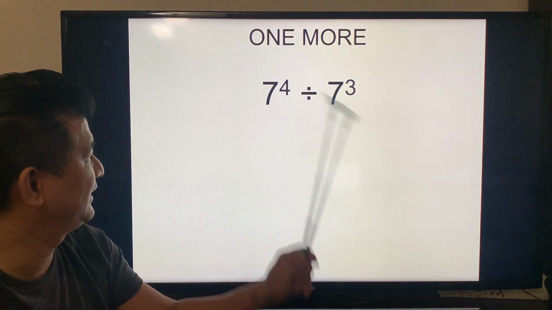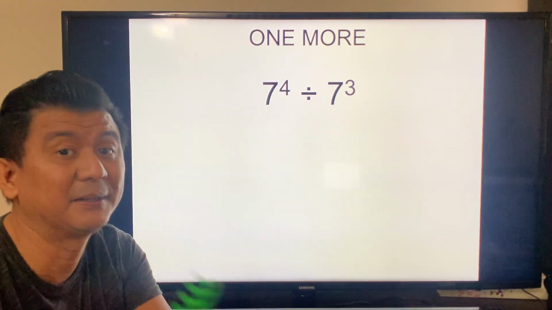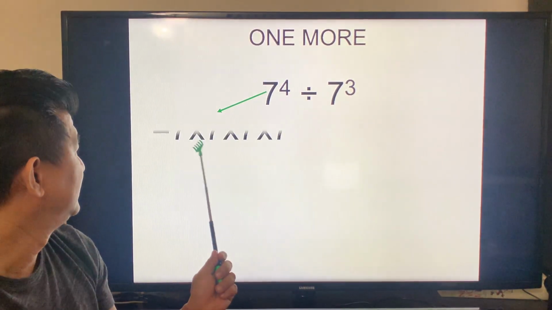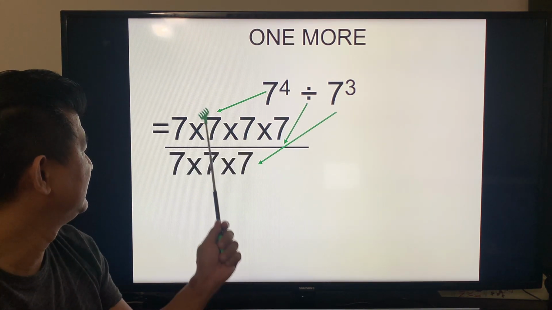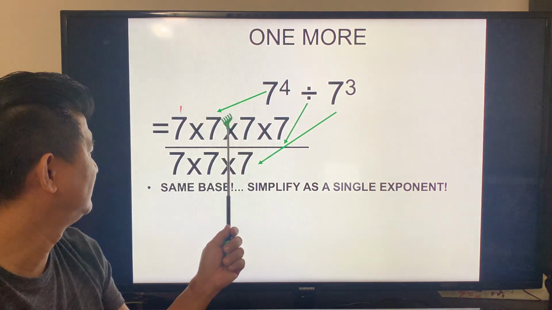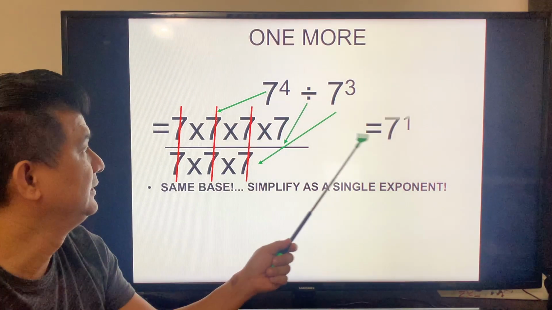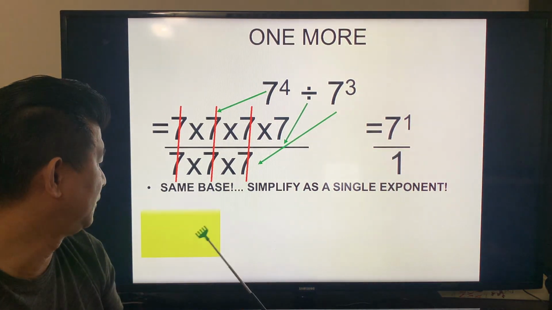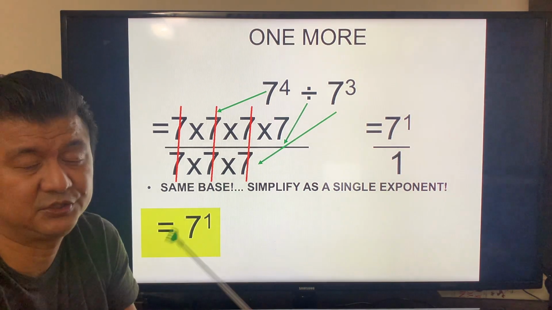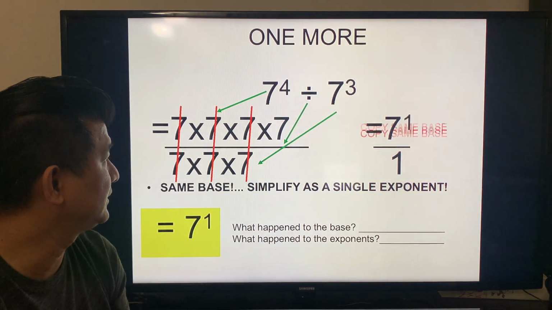One more. 7 to the 4th divided by 7 to the 3rd. You can do it mentally now. Yes, I know. But let's try to show the work. 7 to the 4th over 7 to the 3rd. Okay. Cancel out. Cancel out. Cancel out. The remaining is a 7. So 7 to the 1st, there's only 1 over 1. And normally you don't write the 7 to the 1st. Just leave it that way. Or simply 7.